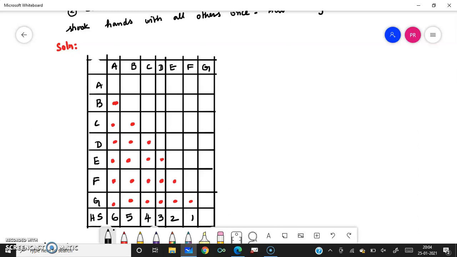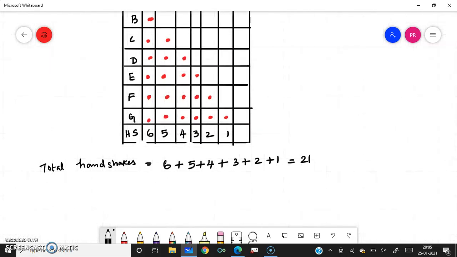Next is D. D with A, D with B, D with C. D cannot shake with D, you leave it. Now you go to E. Same way you write for F. Same way you write for G. You make a pattern out of it. So if you add, you will get handshakes. Handshakes for A is 6, B is 5, C is 4, D is 3, E is 2, and F is 1. Like this you prepare, and then you will get total number of handshakes is 21.